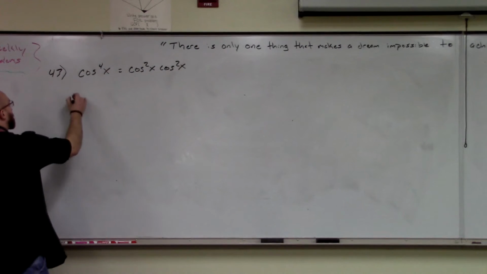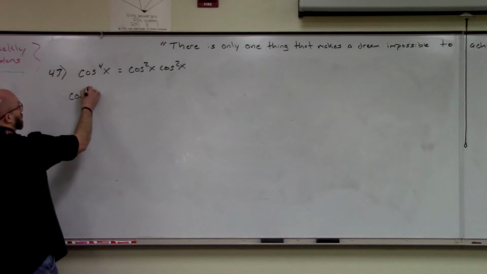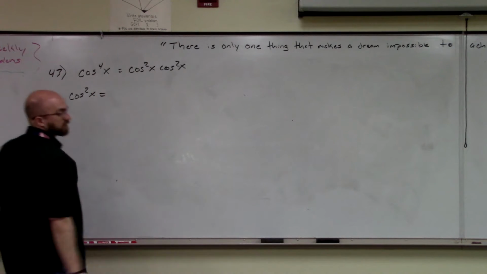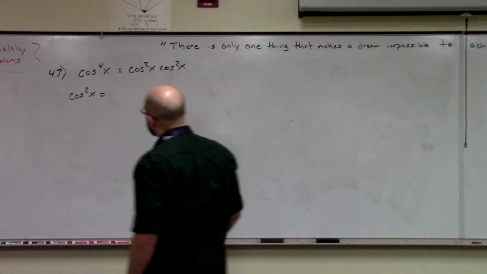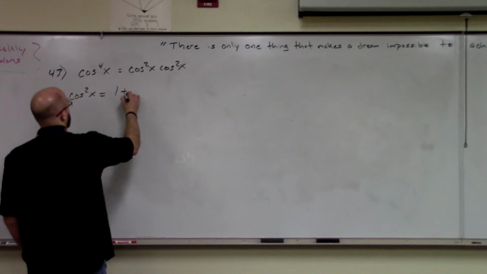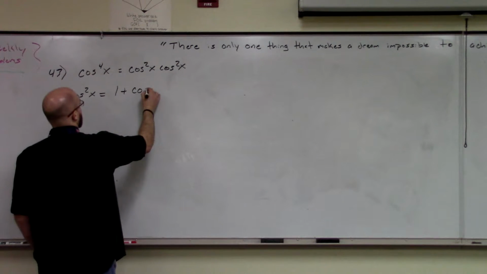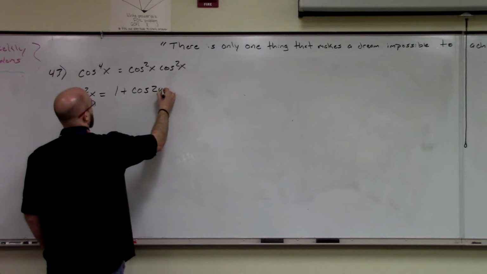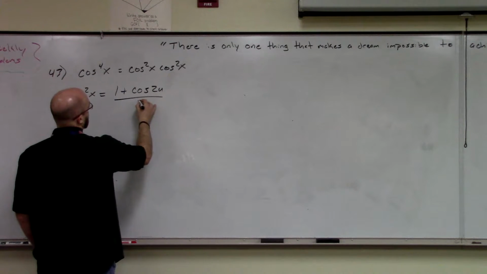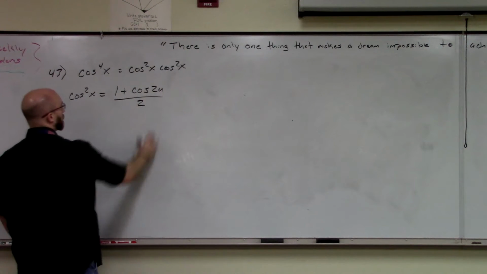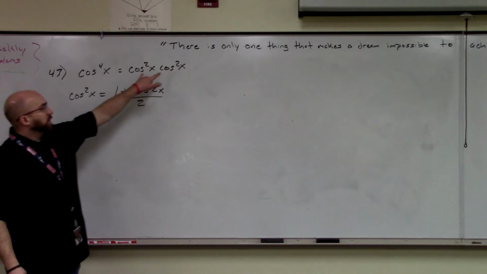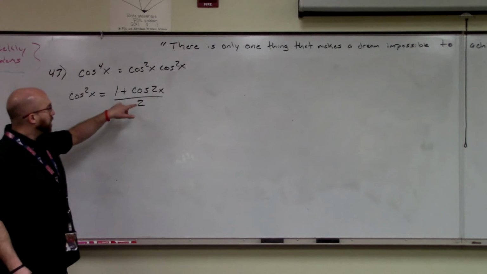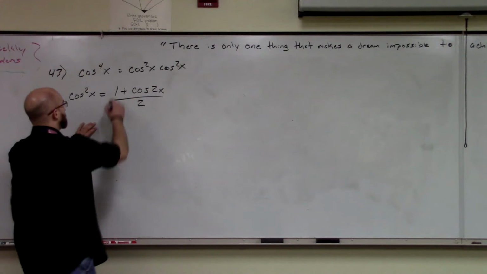Now, cosine squared x equals 1 plus cosine 2u all over 2. Sorry, 2x, my bad. You see we have two of them being multiplied together, so multiply this one by itself.